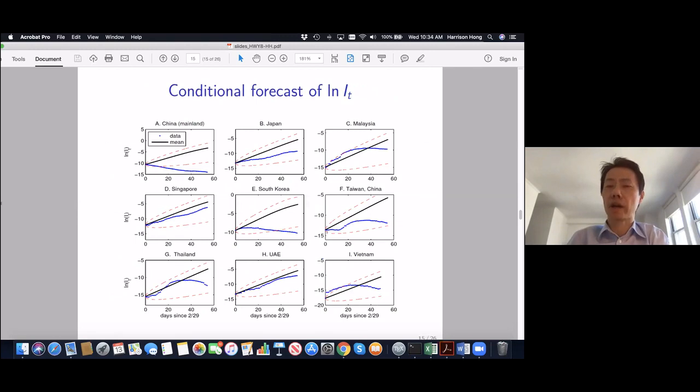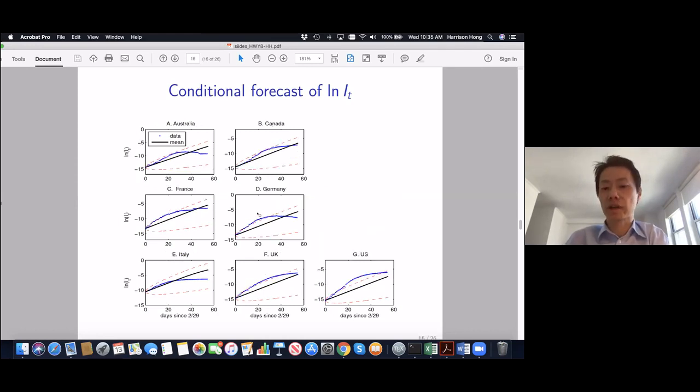We make a bunch of conditional forecasts for the log of I. So we're going to lock down the parameters in January and February, and we'll make forecasts for March and April. The red dotted lines represent the 95% confidence intervals, the black line is our conditional forecast, and the blue line is the actual data. So for instance, if you look at China, our model predicts this black line, but of course, China intervened massively, so the model is going to be off from the point of view of China. But for most of the other countries, you see some curve flattening, but they're all within the standard error band that our model predicts, other than China and South Korea at this point.